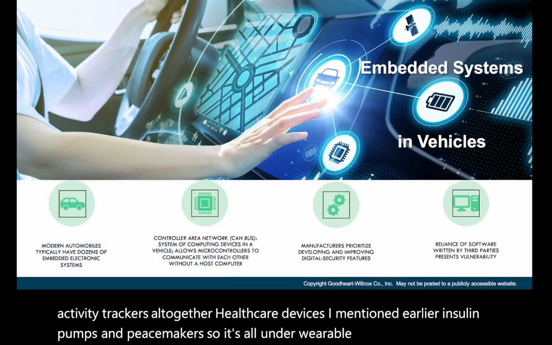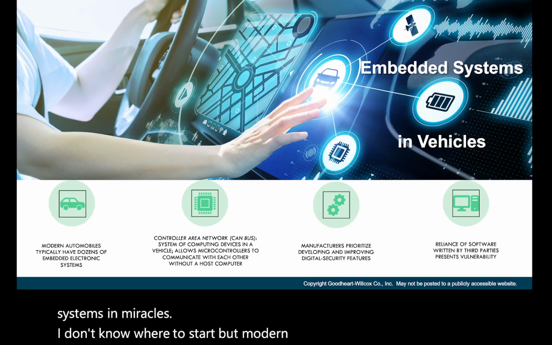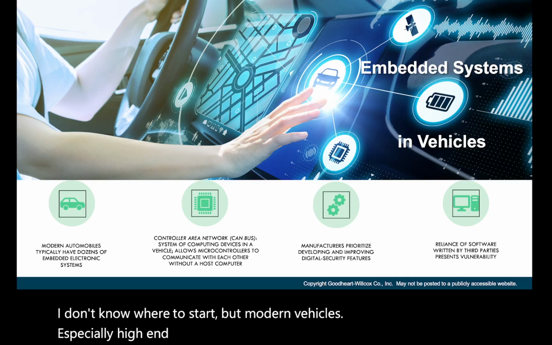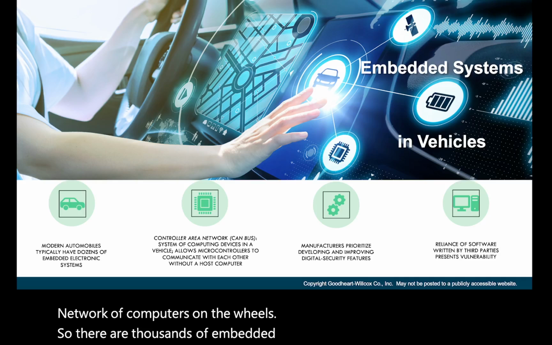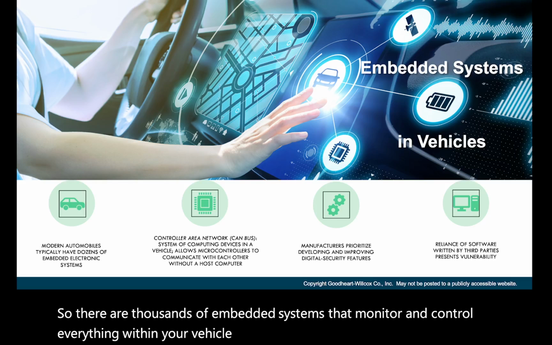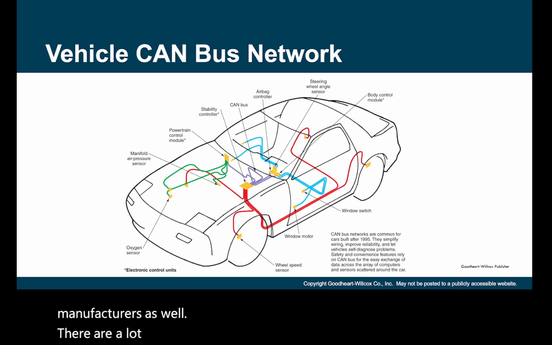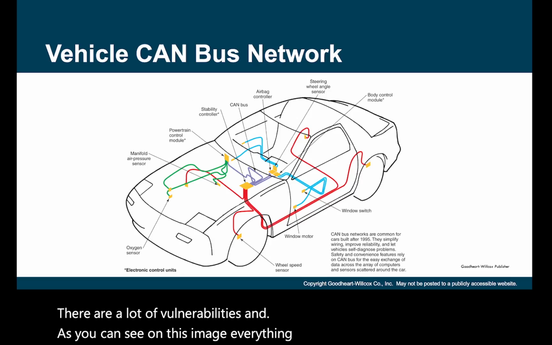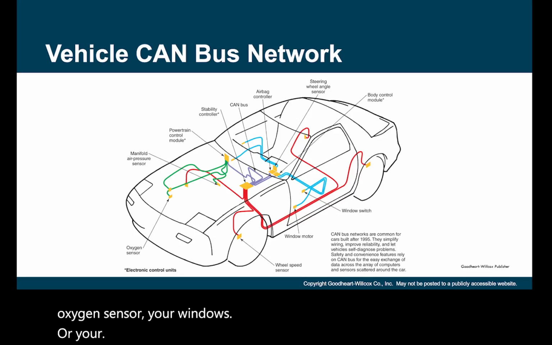And embedded systems and vehicles. I don't know where to start, but modern vehicles, especially high-end vehicles, are networks of computers on wheels. There are thousands of embedded systems that monitor and control everything within your vehicle network and send data back to manufacturers as well. There are a lot of vulnerabilities, and as you can see on this image, everything is controlled by computer. Your oxygen sensor, your windows, you name it, from the screen.